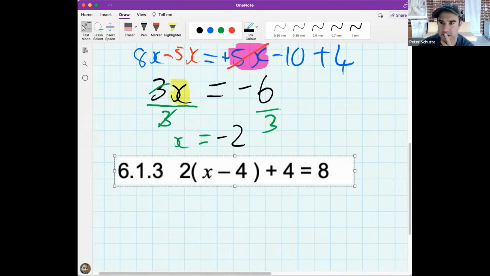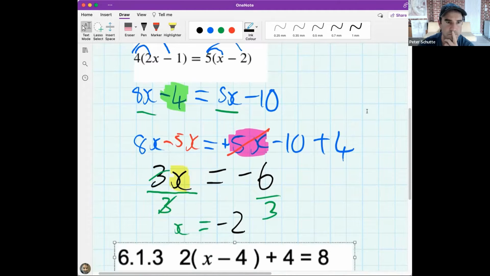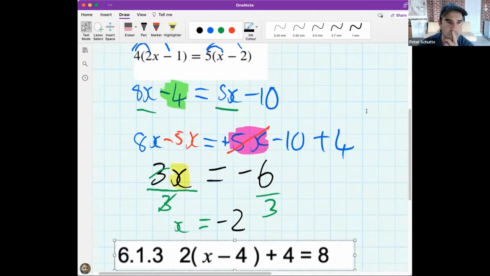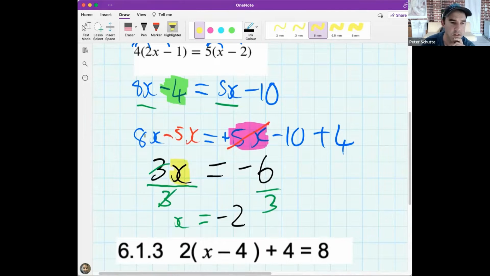Sir, hi, Tando. On the previous question, on 8x minus 5x equals, don't we need to add instead of minus, because on top it says -4, but on the other hand you said minus 5x.